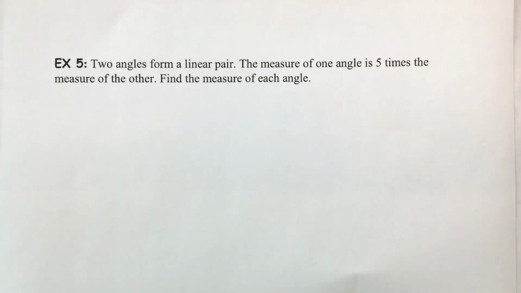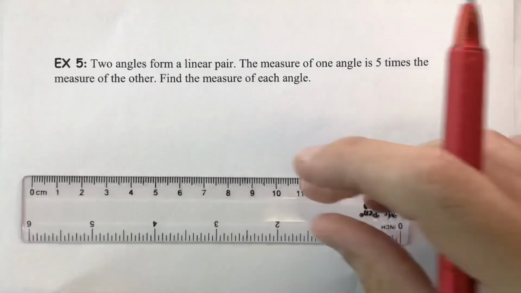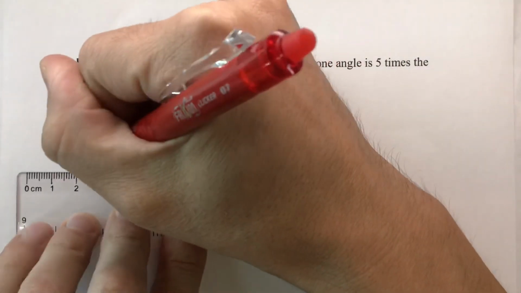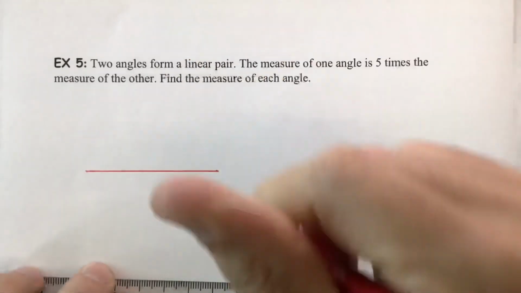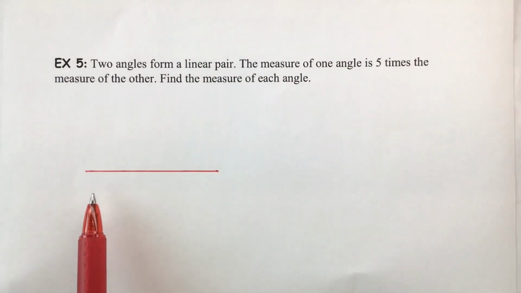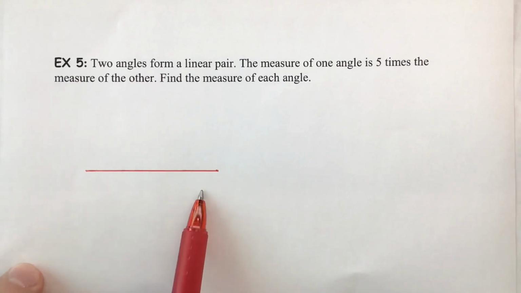For example number 5, we're going to finish with an algebra-based problem. We got two angles that form a linear pair. The measure of one angle is 5 times the measure of the other, and we're asked to figure out what the measure of each of those angles are. All right, a good place to begin here would be to do a quick sketch of the picture. It doesn't need to be perfect, but we do have a linear pair, which means that once we put them adjacent to each other, you should get a straight line. So I'm just going to start with that.